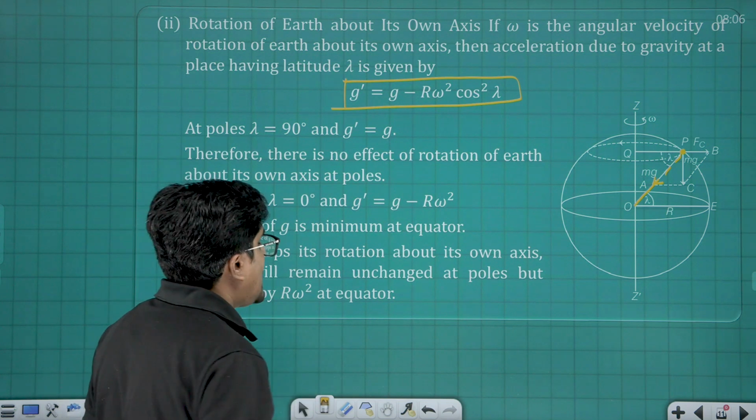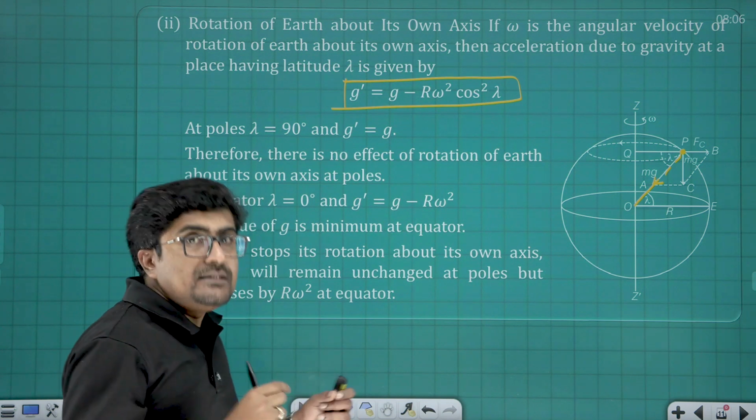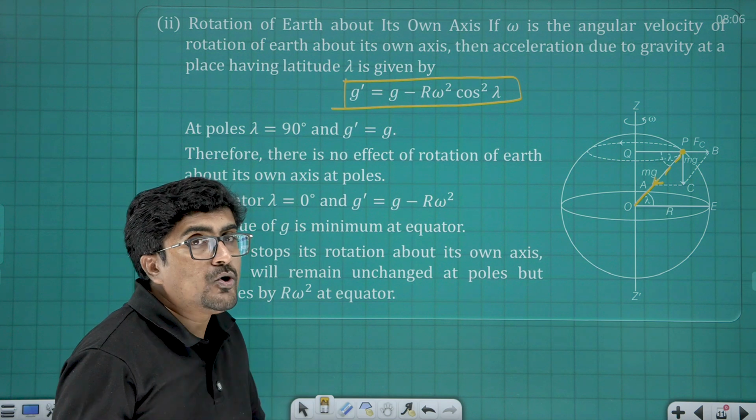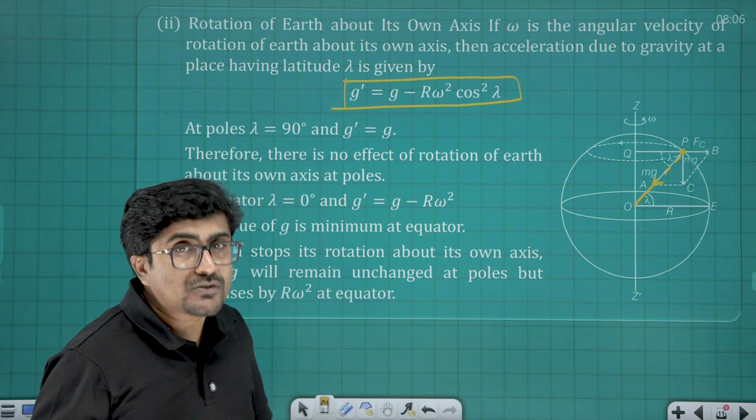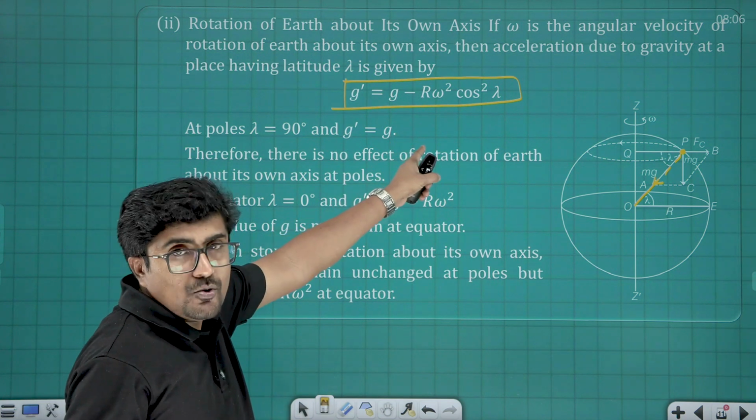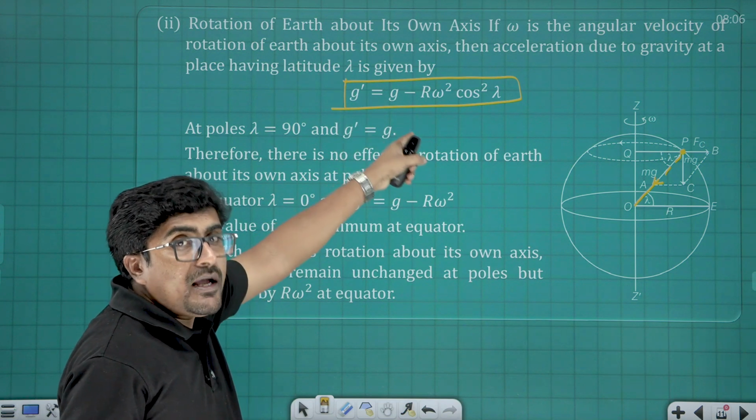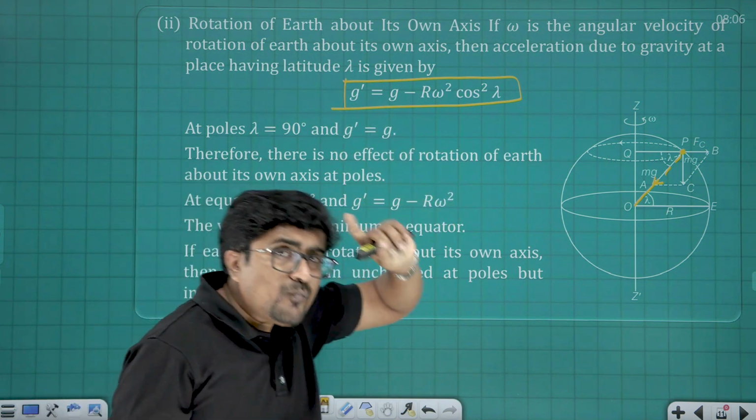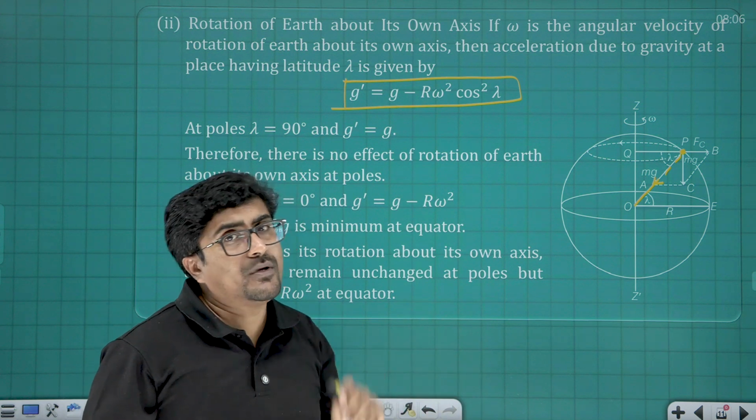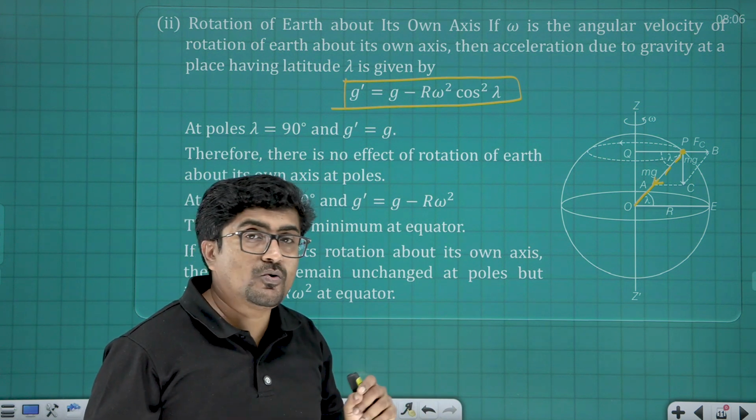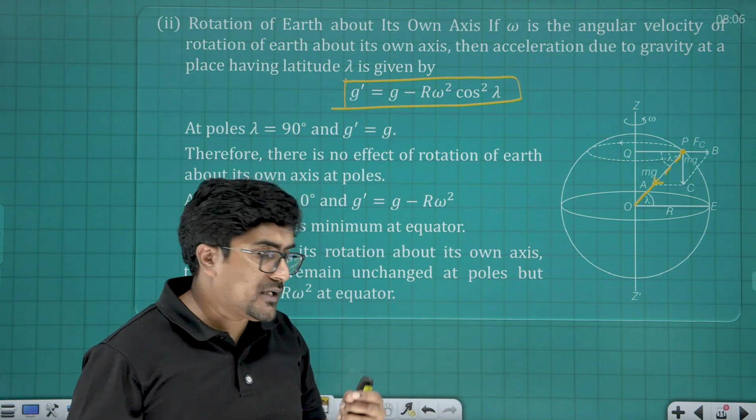And what's the value of g dash? g dash is going to be g minus r into omega square cos square theta. Okay, it's going to be omega square cos square theta.